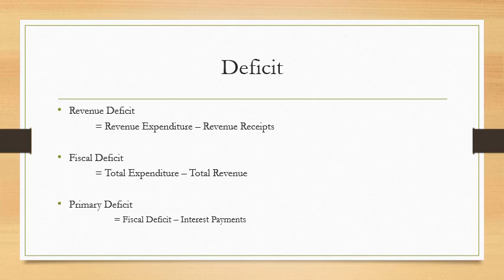And we have primary deficit. In the fiscal deficit component, if you deduct the interest payment, it is called primary deficit. So these are the various terms which you should be familiar with before watching or analyzing the union government's budget.